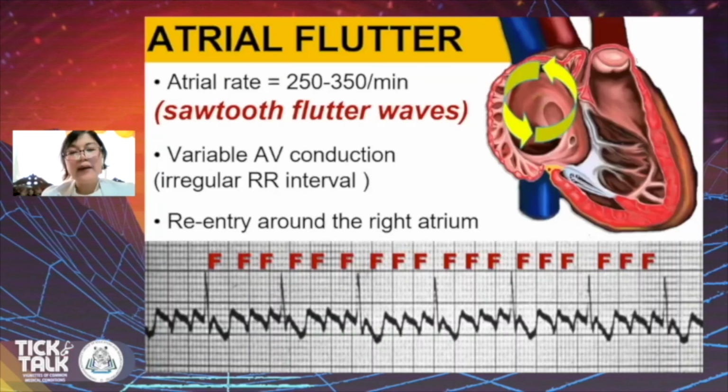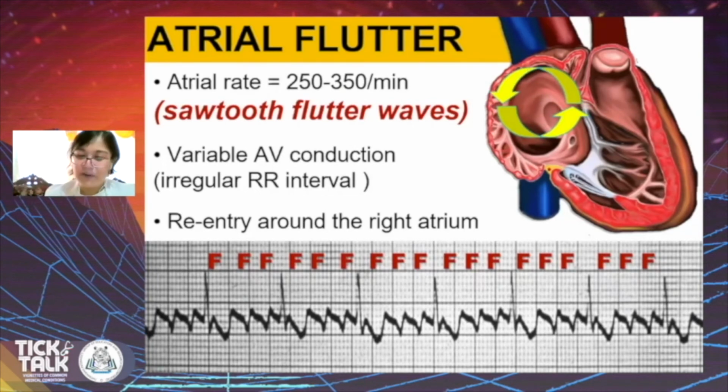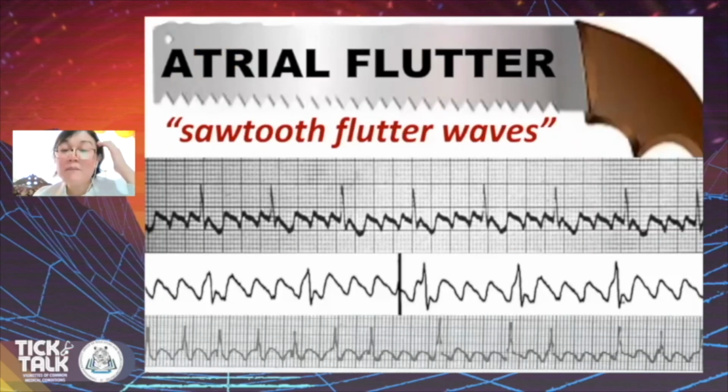Okay, now atrial flutter is something that we will never forget because of the characteristic sawtooth flutter waves. This is what we've been taught before. And more often than not, it is caused by a re-entry around the actual right atrium of the patient. So again, this may be regular depending on the number of flutter waves preceding your QRS complex, or it may also be irregular because of the variable AV conduction. So again, to make us remember your atrial flutter better, just remember that it looks like sawtooth flutter waves.